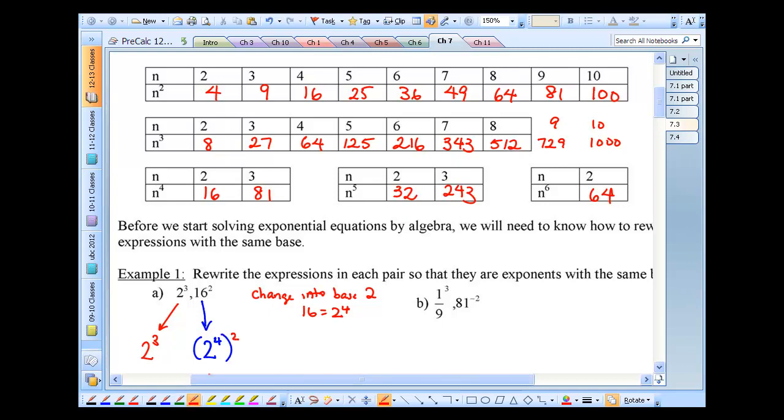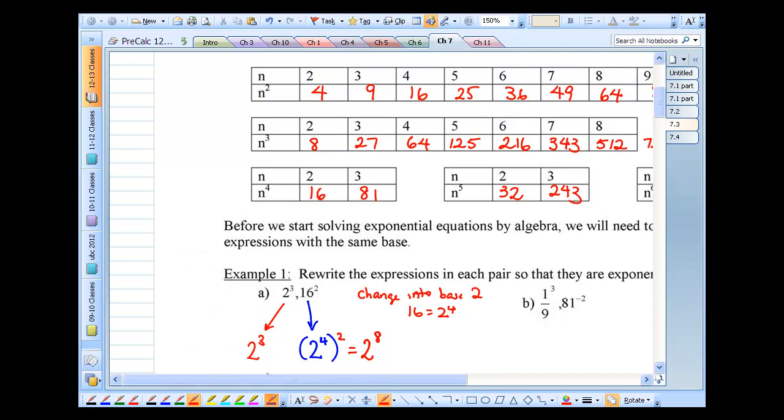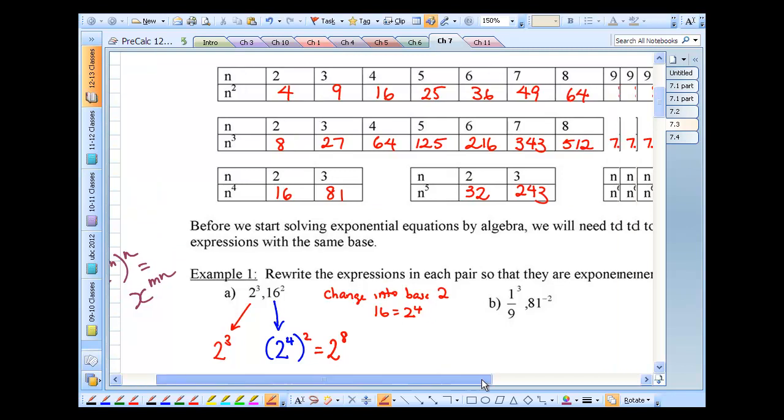Okay? And I hope you remember those exponential rules. When you have a power raised to a power, you can actually multiply the powers together, and that becomes 2 to the power 8. So I'll just put on the side here the exponential rule. If I have x to the power of m, all raised to the power of n, that just becomes multiplication, right? Okay, let's do part B.